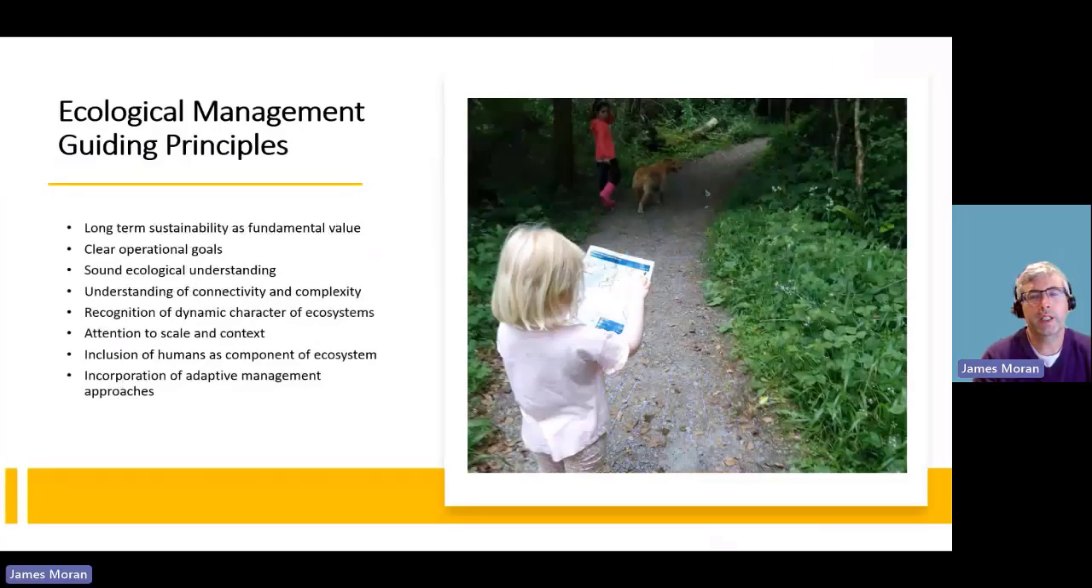The guiding principles behind ecological management are promoting long-term sustainability as a fundamental value, ensuring clear operational goals. Sound ecological understanding underpins ecological management, and an understanding of connectivity and complexity. There's a recognition of the dynamic character of ecosystems, and attention is paid to the scale and context in which the ecosystem is situated. It includes humans as a component of the ecosystem and incorporates principles of adaptive management approaches.